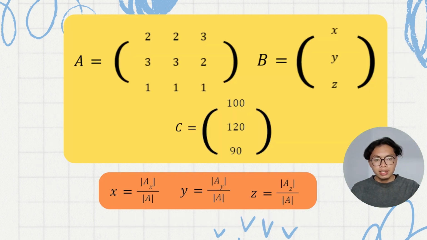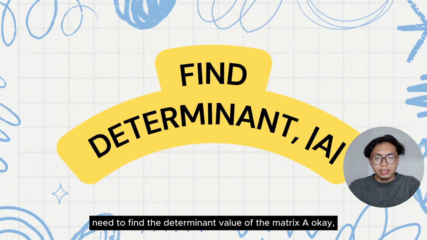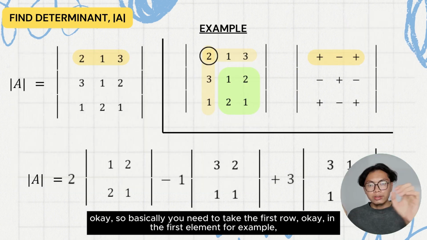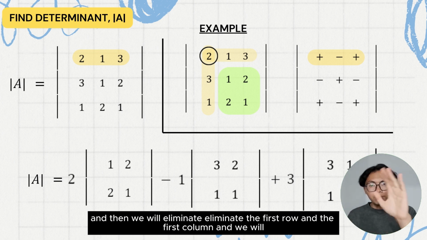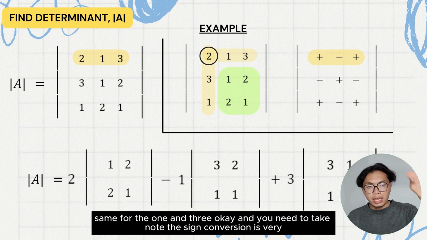And then the first thing, we need to find the determinant value of matrix A. Okay, so basically we need to find the determinant of a 3 times 3 matrix. You need to take the first row, the first element, for example, and then we eliminate the first row and the first column, and we take the remaining matrix, which is a 2 times 2 matrix. We will do the same for the 1 and 3.